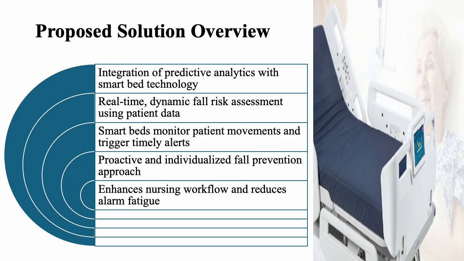The proposed solution integrates predictive analytics with smart bed technology to create a proactive and dynamic fall prevention system. Predictive analysis uses real-time patient data such as age, medication, cognitive status, and mobility to continuously assess and update each patient's fall risk, enabling targeted and timely intervention. Smart beds equipped with sensors monitor patient movement, detect unsafe exit attempts, and immediately alert nursing staff, allowing for rapid response before a fall can occur. This combination of data-driven risk assessment and advanced monitoring technology offers an individualized and precise approach to fall prevention.